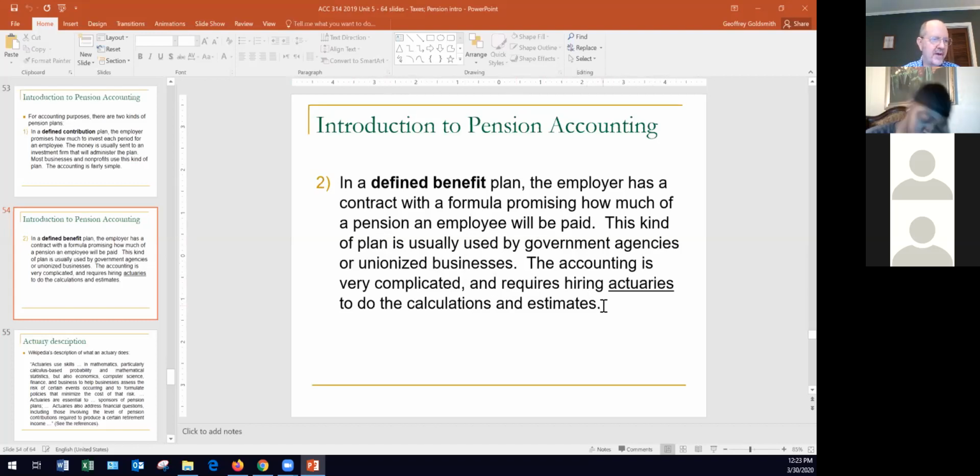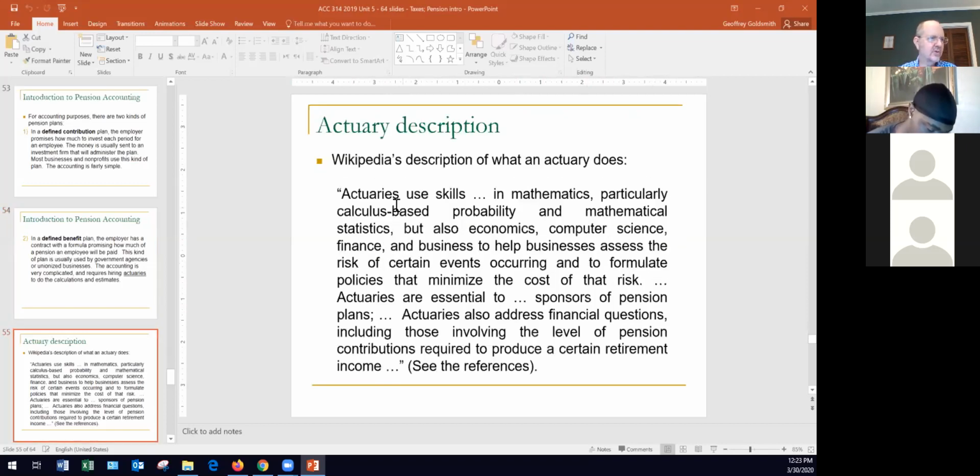And I've found in the past when I've taught this class that not everybody knew what an actuary was. My cousin was an actuary.